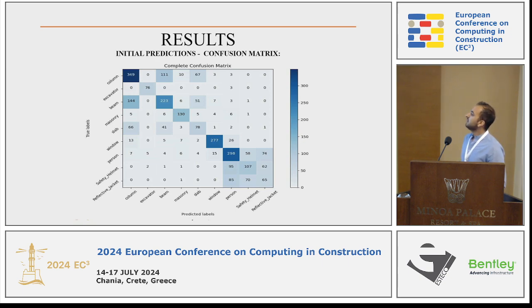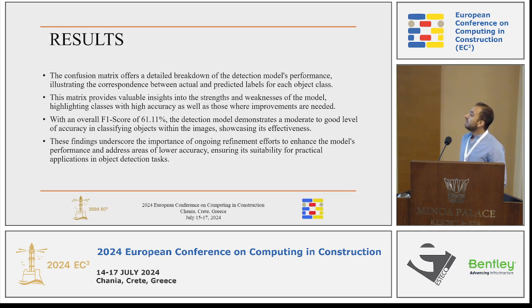And the confusion matrix gave us some insights into the strengths and weaknesses of our detection model. How that works: we have the true positives in the diagonal of this matrix. So in the case of a successful detection model, we expect to have an intense diagonal pattern, and in this case, it is not exactly present with the initial predictions. From this matrix, an overall F1 score of 61% was calculated, and the overall findings underscore the importance of ongoing refinement efforts to enhance the model's performance and accuracy.